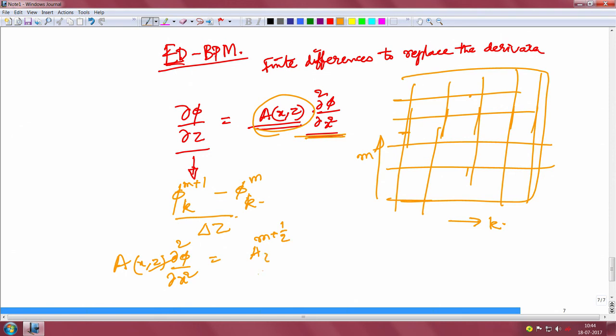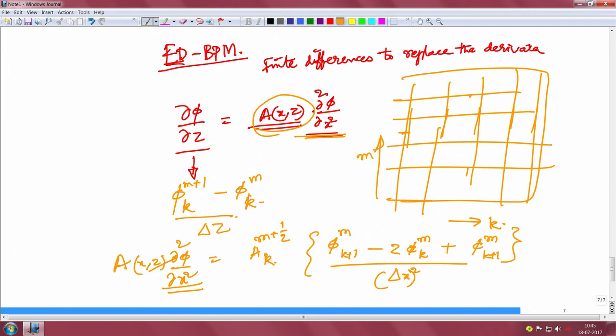For the kth component, and then the second derivative with respect to x will be replaced by phi of m, k plus 1, minus 2 phi k m, plus phi of m into k minus 1, divided by delta x whole square. So, there are many other ways to do the discretization with respect to the second derivative with respect to x. So, we have a left side as one factor and right side as one factor, and we can put everything in the form of a matrix and get a matrix equation to solve for the field profile psi.